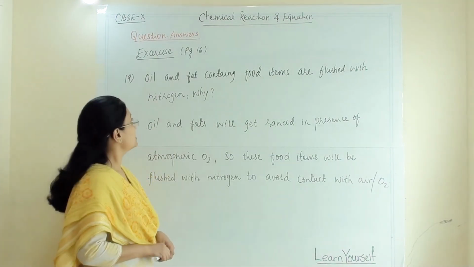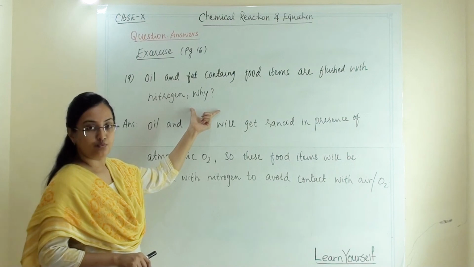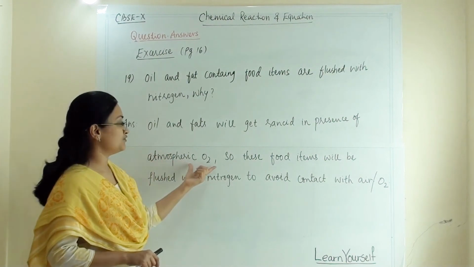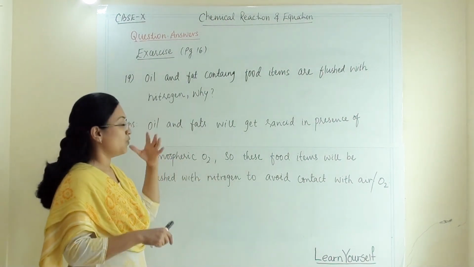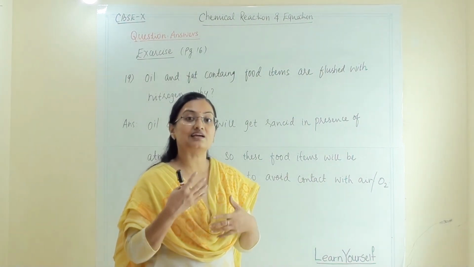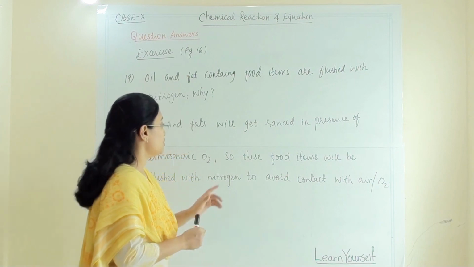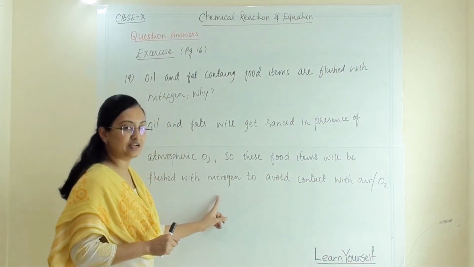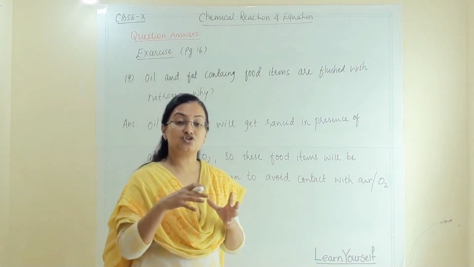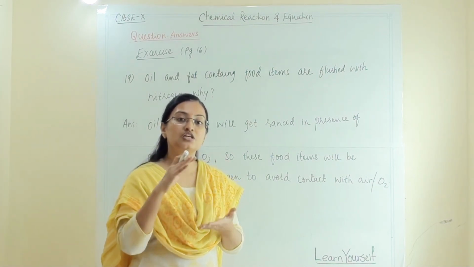The last question is, oil and fat containing food items are flushed with nitrogen. Why? Oil and fats will get rancid in the presence of atmospheric oxygen. That means whatever food items contain oil and fats will get rancid when they come in contact with atmospheric oxygen. So these food items are flushed with nitrogen. What is the meaning of flushed with nitrogen? That into those packets they will flush, or put, nitrogen. With pressure they will put nitrogen into those packets.